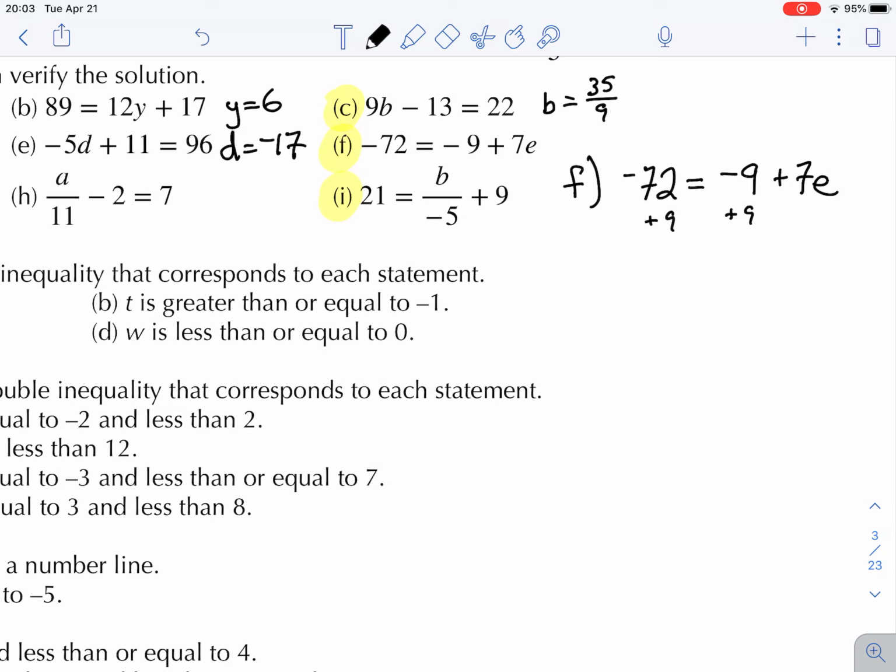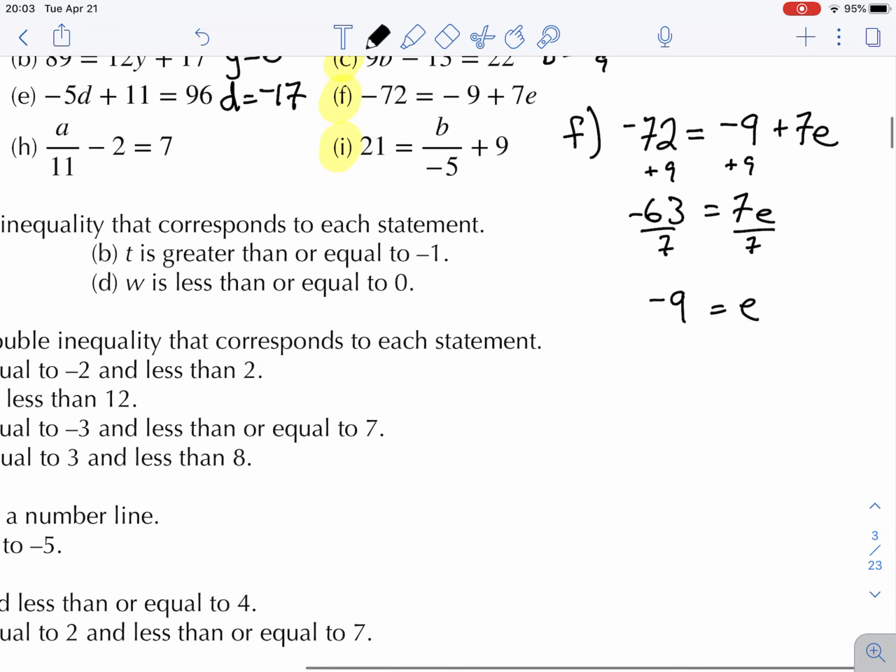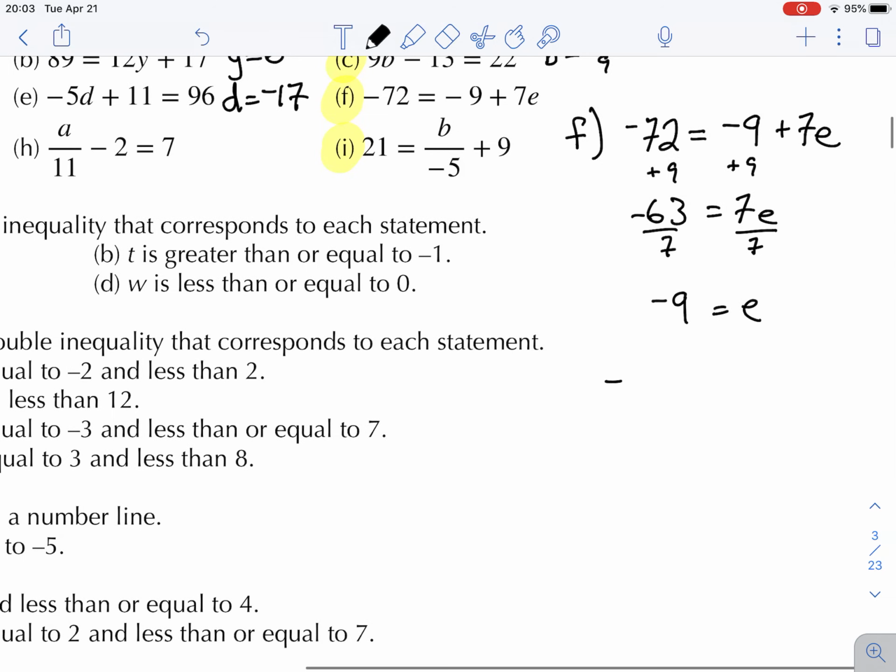So I want to get my 7e by itself. So I'm going to add 9 to both sides. That's going to give me negative 72 plus 9, which is negative 63. Negative 63 is equal to 7e. Divide both sides by 7. I get e is equal to negative 9.